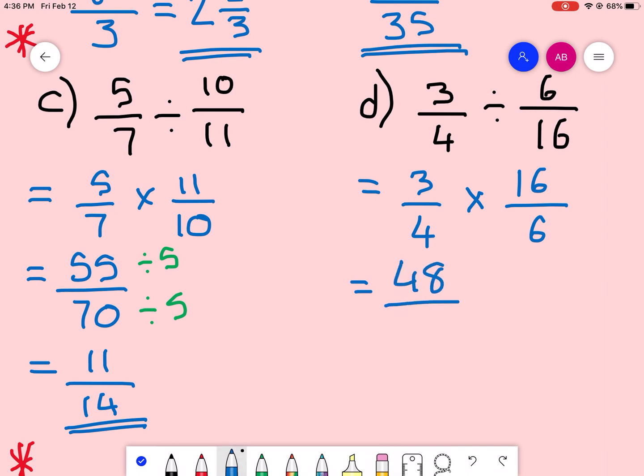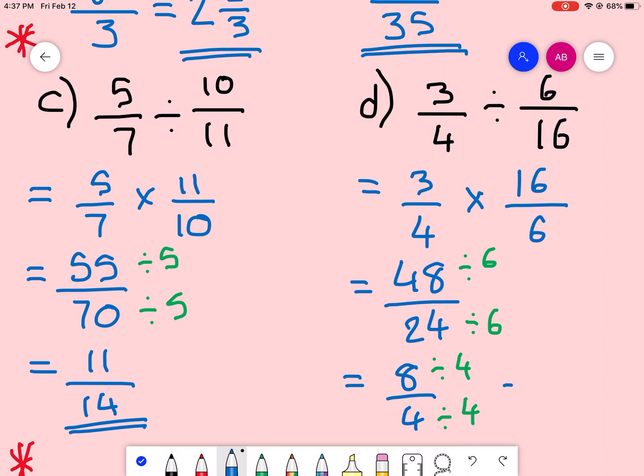And 4 times 6 is then 24. Now in this case, let's think about what we can divide them by. Well, I would immediately see 6 here. We can divide them both by 6, which would give me 8 over 4. But then here I can divide both of those again by not 2 this time, but actually by 4.